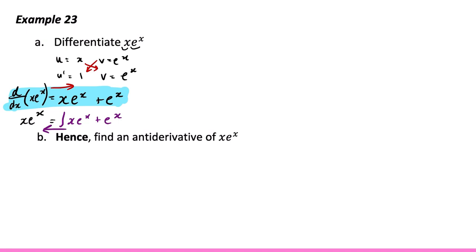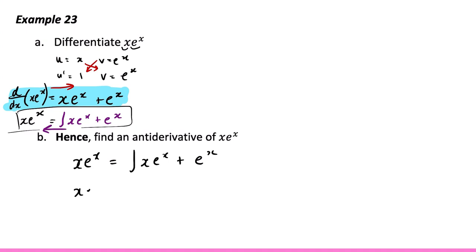Now, when it says part B, hence find an antiderivative to x e to the power of x. Again, we don't have any kind of rule to be able to do this. But what we do know is this relationship between our two functions. So x e to the power of x is equal to x e to the power of x plus e to the power of x. What I will do is I'm going to separate this out so that we can isolate the part that we need.